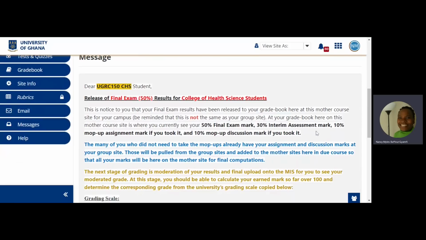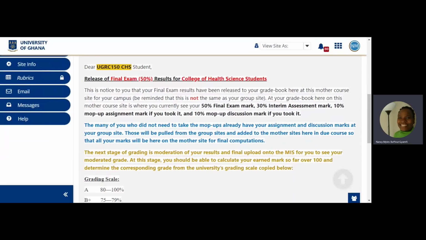Your gradebook here on this mother course site is where you currently see your 50% final exam, a 30% term assessment mark, and a 10% mop-up assignment mark if you took it. If you took it, it's a conditional statement, antecedent and consequent. And a 10% mop-up discussion mark if you took it. Then I go further to tell you that many of you who did not need to take the mop-ups already have your assignment and discussion marks at your group site. Those will be pulled from the group site and added to the mother site here in due course, so that all your marks will be here on the mother site for final computations.